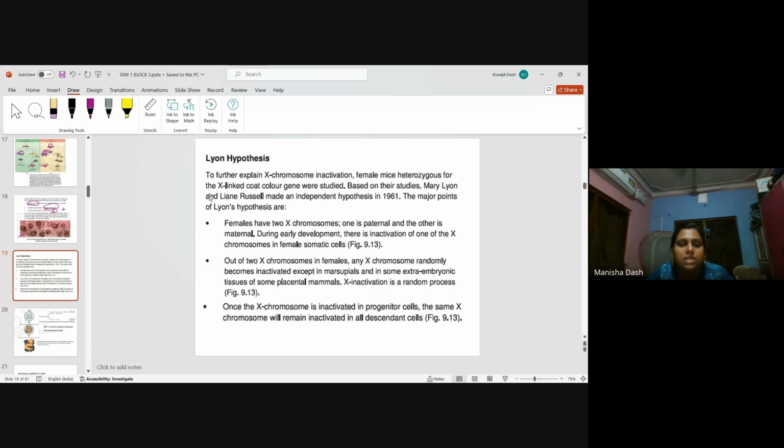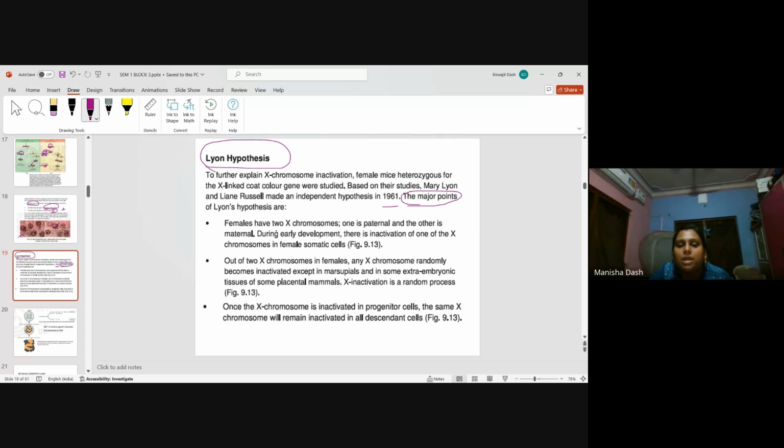Now, this X inactivation in females is explained by a hypothesis called the Lyon hypothesis. To further explain the X chromosome inactivation, female mice heterozygous for the X-linked coat-color gene were studied. Based on their study, Mary Lyon and Liane Russell made independent hypotheses in 1961. So what were the major points or postulates of the hypothesis?